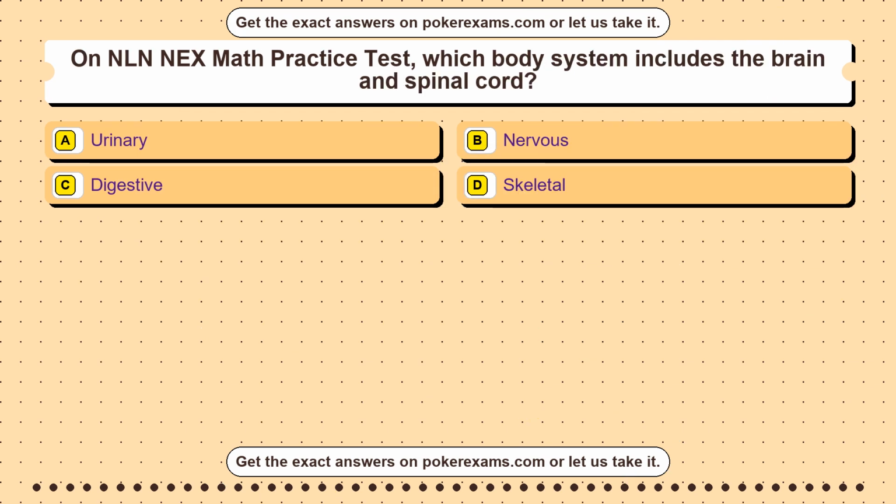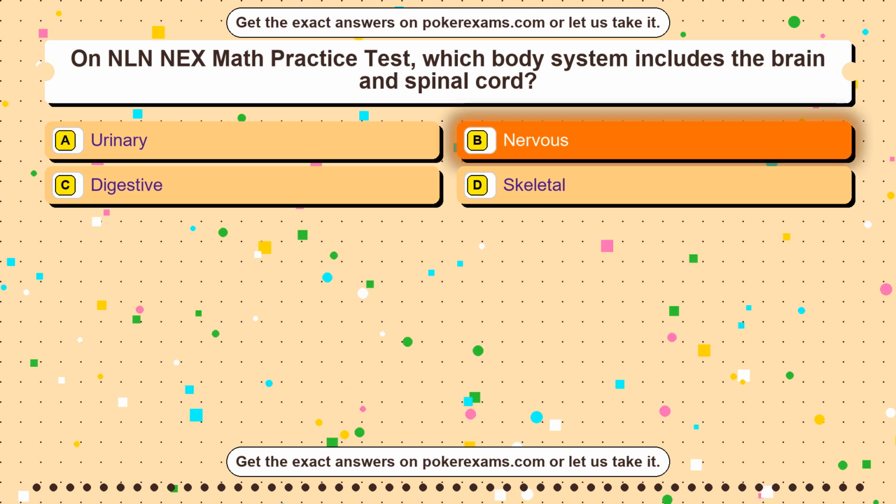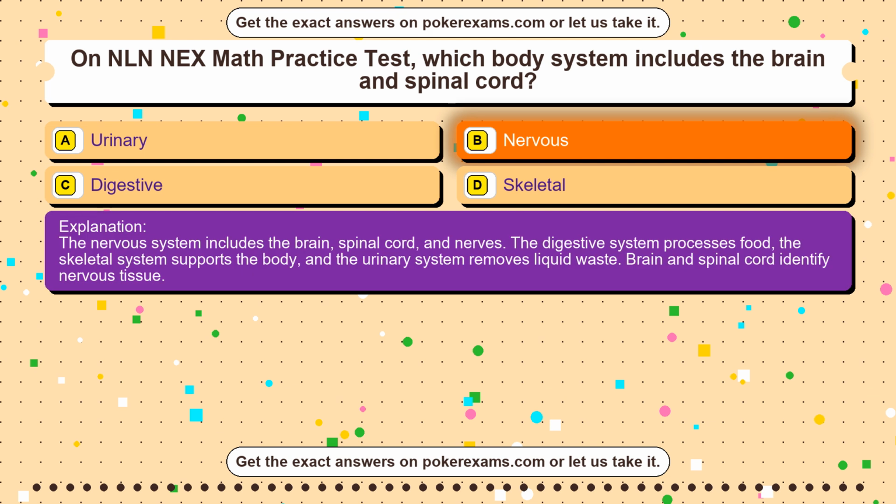Question 44. NLN NEX practice test: which body system includes the brain and spinal cord? Option A urinary. Option B nervous. Option C digestive. Option D skeletal. The correct answer is option B, nervous. The nervous system includes the brain, spinal cord, and nerves. The digestive system processes food, the skeletal system supports the body, and the urinary system removes liquid waste. Brain and spinal cord identify nervous tissue.